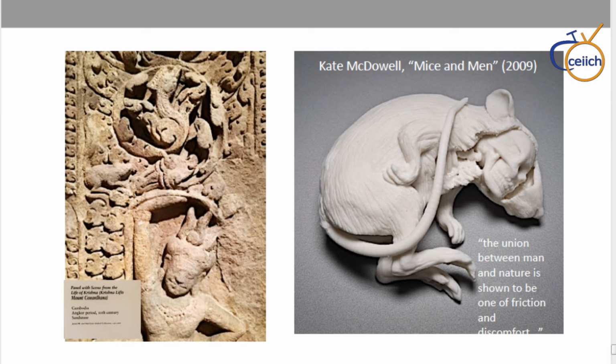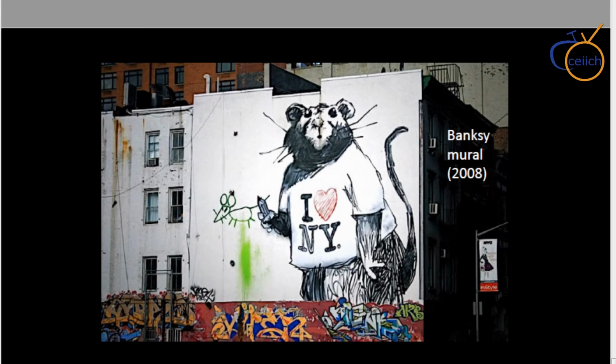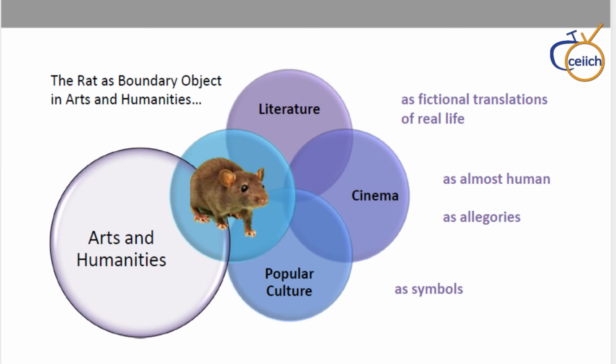So to summarize, how I see the rat appearing as boundary object in this space, so we see the rat as fictional translations of real life. So they're imagined in ways that somehow relate to things that happen in real life. They're almost human, and there's ways we can talk about whether they are actually human or almost human. I mean, rats still have a lower place in the pecking order, so to speak. They serve as allegories for what happens in the human world. And they serve as symbols, and this is very clear, especially in the space of art.